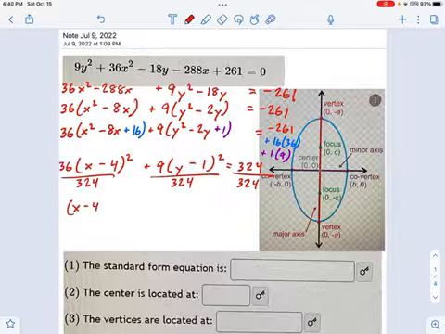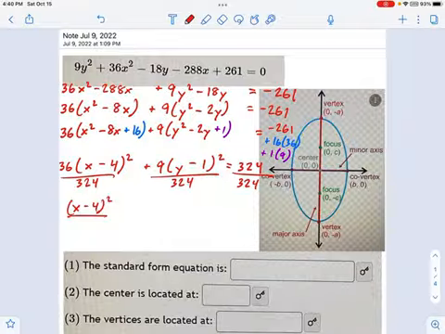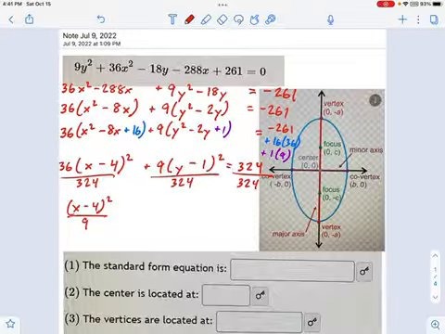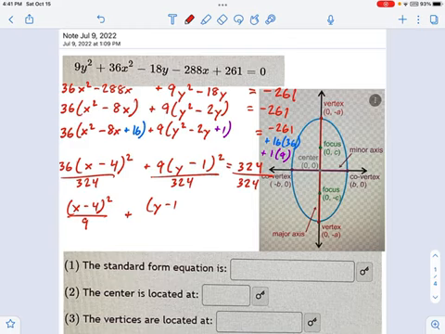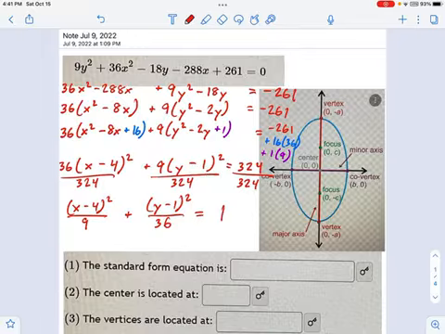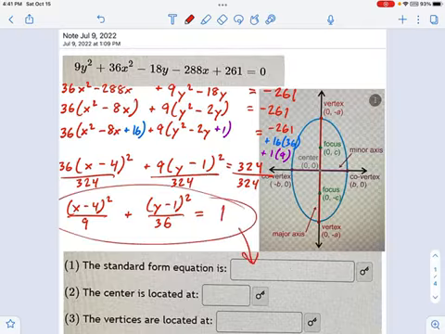X minus 4 squared, 36 over 324 simplifies to 9. And 9 over 324, well, that's easy. That simplifies to 1 over 36. And then, obviously, 324 over 324 is just 1. This is what we have. This right here is our standard form.